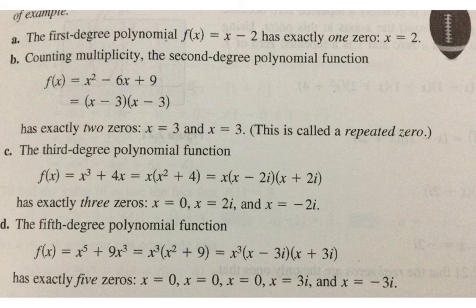Now here's the second degree. This second degree polynomial, x squared minus 6x plus 9, they factored it to be x minus 3 times x minus 3. So these are the 2 factors, which means it has 2 roots, at 3 and at 3. Or we could say the x-intercept of 3 has a multiplicity of 2, because it happened twice. Again, this is called a repeated 0, because that root happened multiple times.